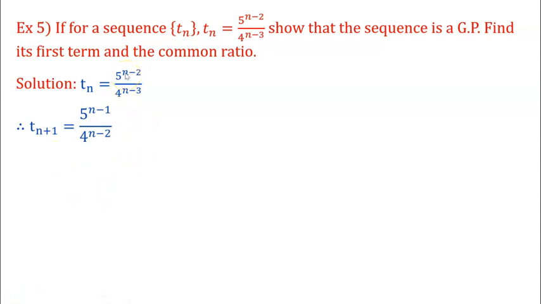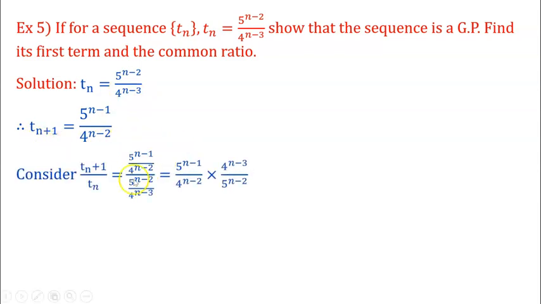Then you will get here n plus 1 minus 2 means what? 5 raised to n minus 1. Again here replace this n by n plus 1. N plus 1 minus 3 means what? 4 is to n minus 2. This is Tn plus 1.